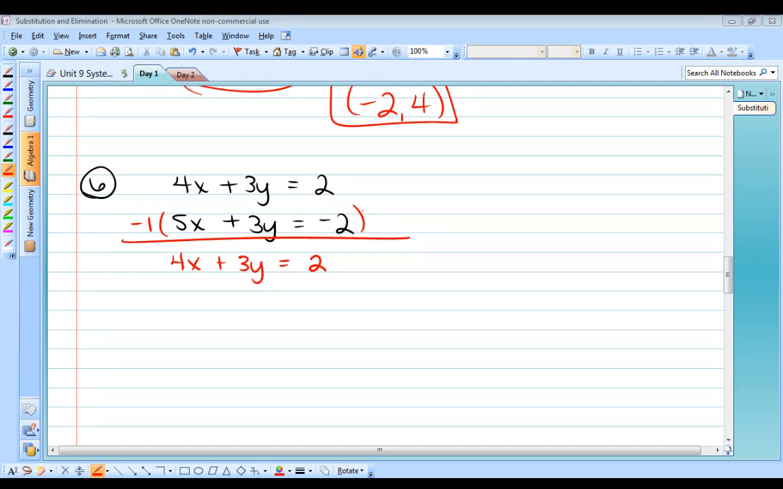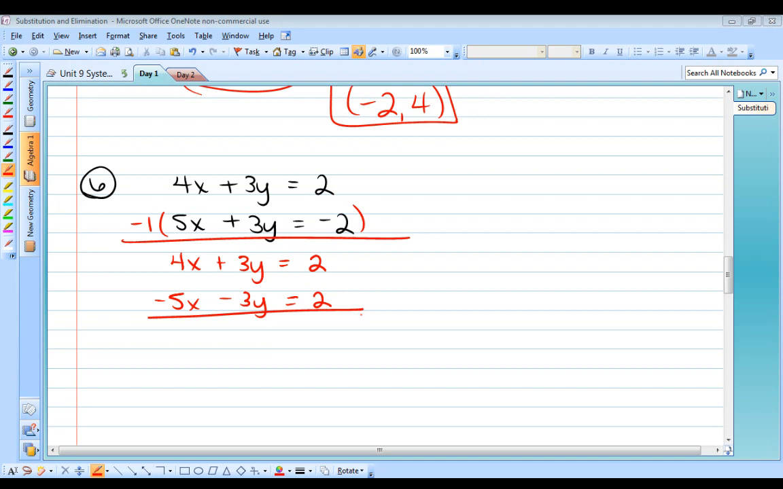Yes, it's very important that you remember to do the constant, because remember the rule for equations: what you do to one side, you have to do to the other. That's why we do the whole thing. So -1 times 5x is -5x. -1 times 3y is -3y. Equals -1 times -2 is 2. So is everybody okay with how we mathematically correctly change the sign on the bottom row?